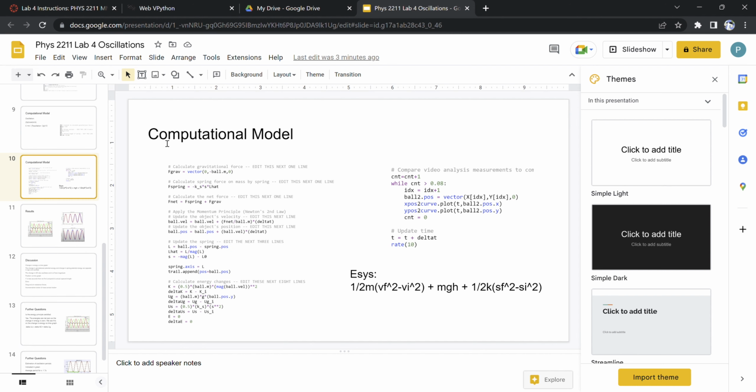Computational model. This is more photos of my code where I changed the formulas for velocity and position accordingly and incorporate L hat for the spring force. And using what we know, we can boil the energy of the system down to 1/2 m times vf squared minus vi squared, plus mgh, plus 1/2 k sf squared minus si squared. And I changed my rate to 10, and it is for less than a count of 0.08 for my frames.